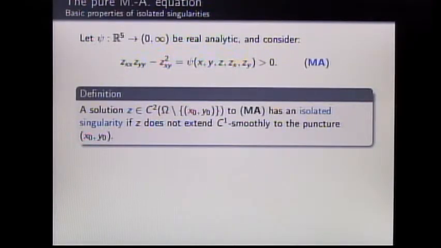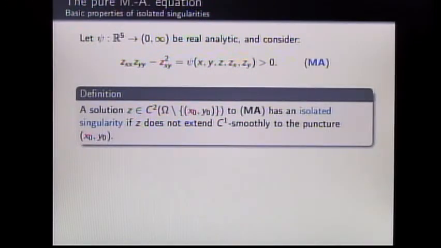Well, let me explain what will be for us an isolated singularity of a solution of a PDE, of a Monge-Ampère equation. We have our pure Monge-Ampère equation here, and we will say that a C2 solution has an isolated singularity if the solution has not a well-defined tangent, a well-defined gradient at a puncture in the plane. Okay, we take a domain in the plane, a point inside this domain, and if the solution has not a well-defined gradient at this point, we say that the solution has an isolated singularity.